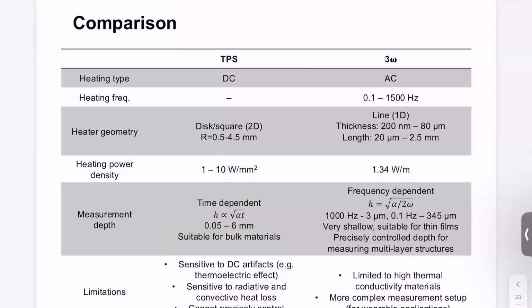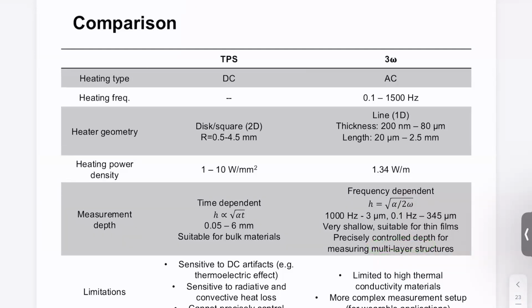But for 3 omega, its measurement depth is frequency dependent. It's defined by frequency. So H equals square root of alpha over 2 omega. So you can change your measurement frequency to measure at different depths. So at 1000 hertz, its measurement depth is only 3 micrometers. At 0.1 hertz, it's about 300 micrometers. So 3 omega is very suitable for measuring very shallow, very thin films. And you can precisely control your measurement depth by changing your frequency. So that's good for measuring multi-layer structures.